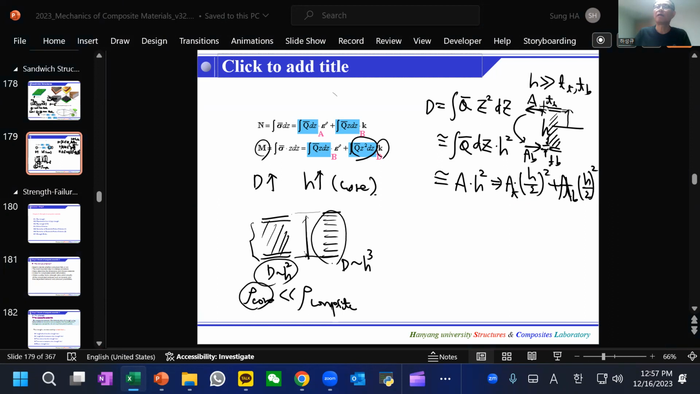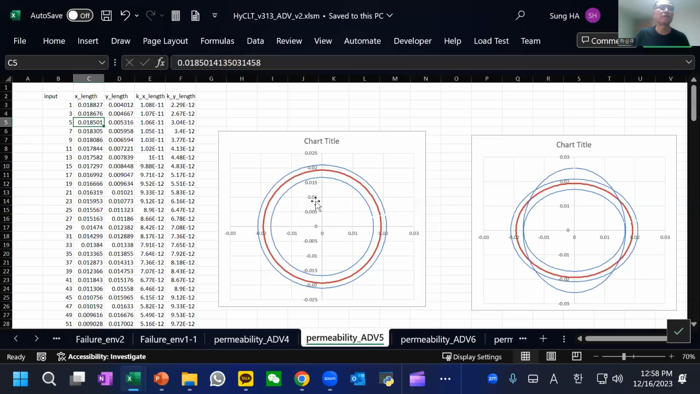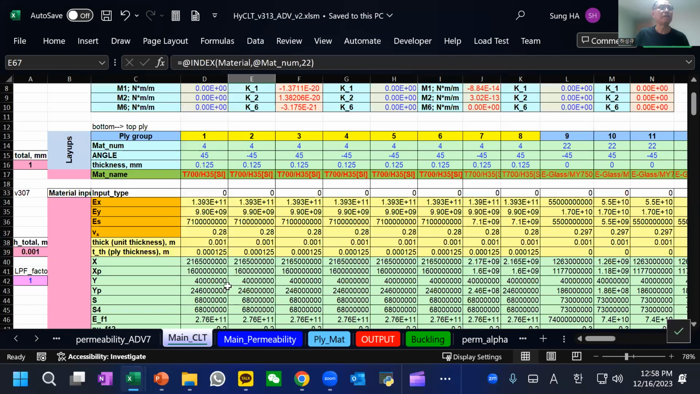Now, as I mentioned last class, you should have your own version of the high CLT ready in front of computers. Okay, this is the CLT which I distribute to you. And here is the main CLT.